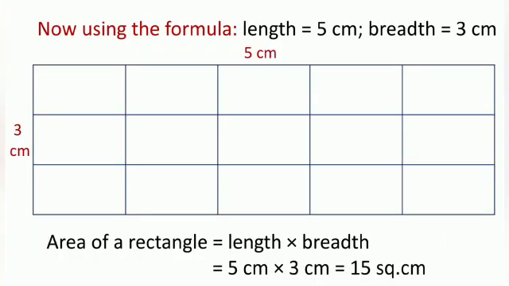The second method. Second method is to find the area using the formula. The formula for finding out the area of a rectangle is L into B, where L is the length and B is the breadth. Here length is 5 centimeter, breadth is 3 centimeter. So area of this rectangle is 5 centimeter into 3 centimeter, which is equal to 15 square centimeter.